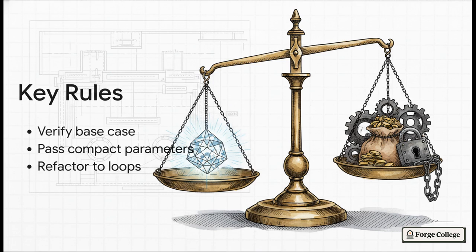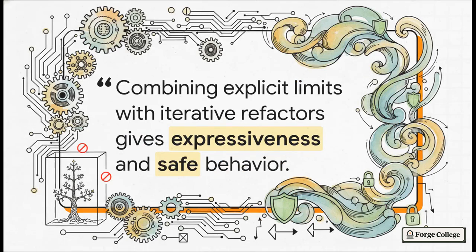And lastly, have the wisdom to refactor to an iterative loop the second your maximum depth becomes unpredictable or starts relying on untrusted user input. I actually want to highlight this quote directly from the source material because it really hits the nail on the head. Combining explicit limits with iterative refactors gives you both expressiveness and production-safe behavior. See, you don't have to abandon recursion entirely. It's a beautiful way to express complex logic. You just have to rigorously control its parameters and its bounds.